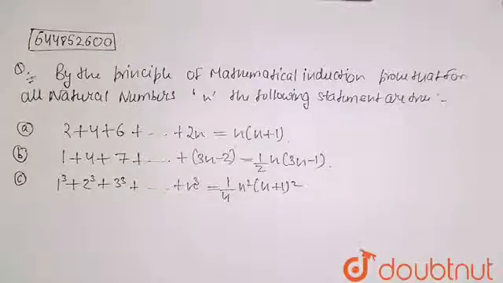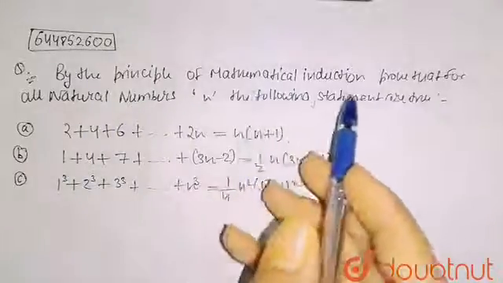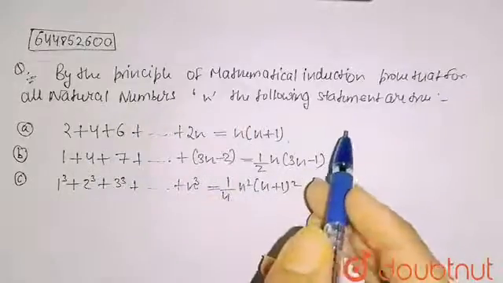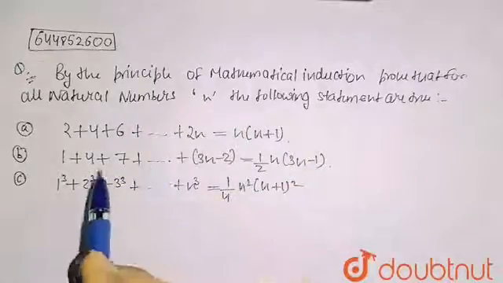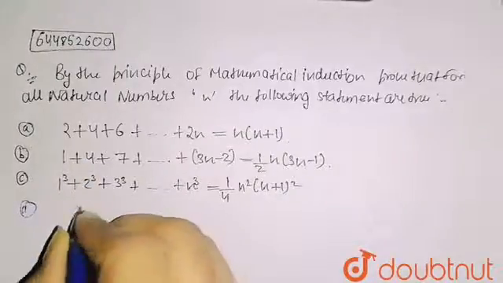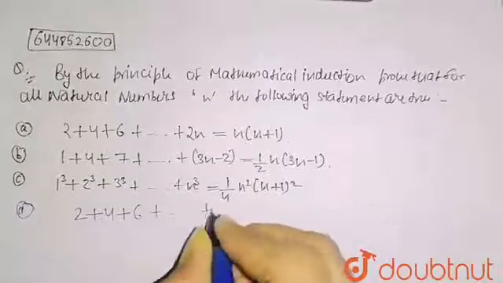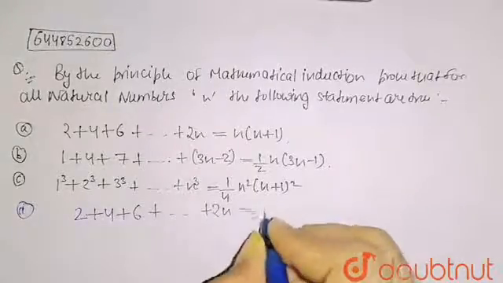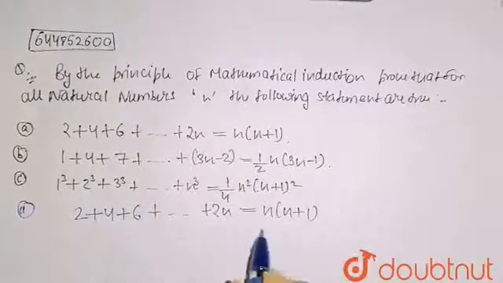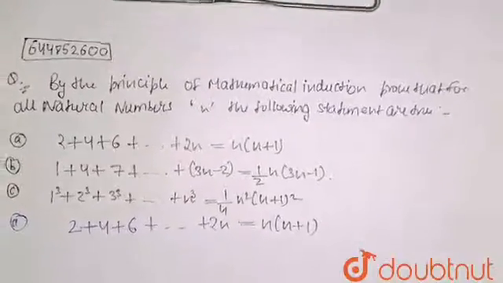Hello friends. In this question, it is given that by the principle of mathematical induction we have to prove that for all natural numbers n the following statements are true. Let's solve the first statement. The first statement is 2 plus 4 plus 6 and so on plus 2n equals n plus 1. So we have to prove LHS equals RHS by mathematical induction.